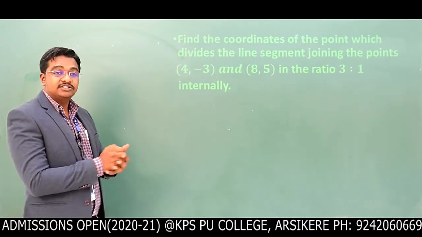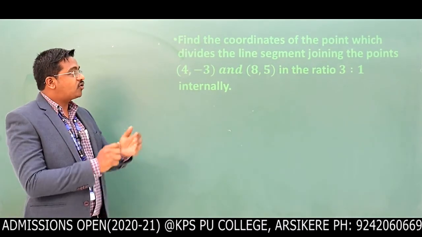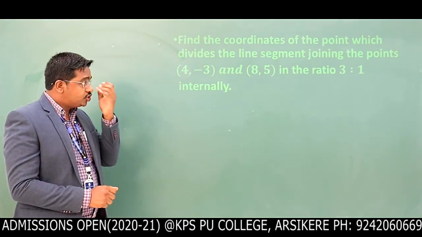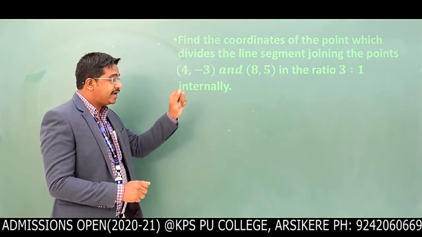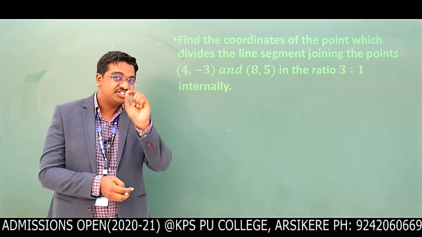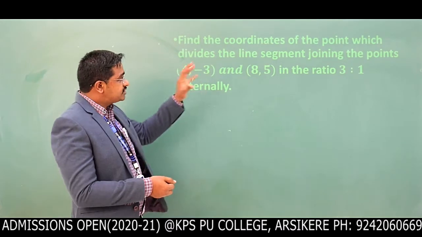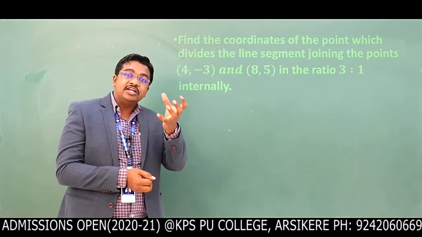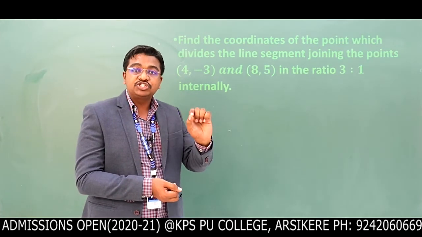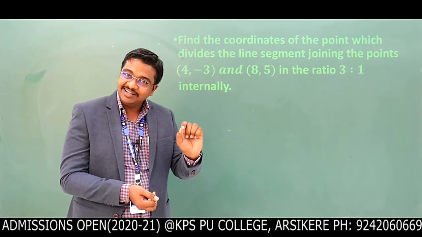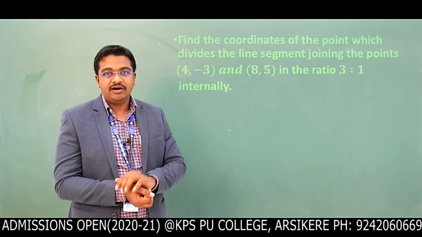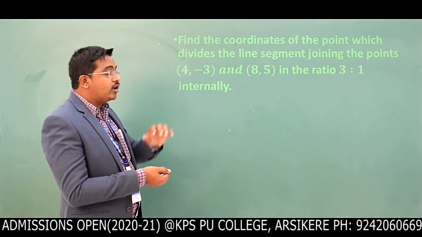Dear student, we discussed this problem. Find the coordinates of the point which divides the line segment joining the points 4, minus 3 and 8, 5 in the ratio 3 is to 1. In the ratio 3 is to 1. So first, what do we have in the points? In the ratio 3 is to 1, this is internal division. What is the formula? mx2 plus nx1 divided by m plus n, comma my2 plus ny1 divided by m plus n. Using that formula we will find the coordinate point.